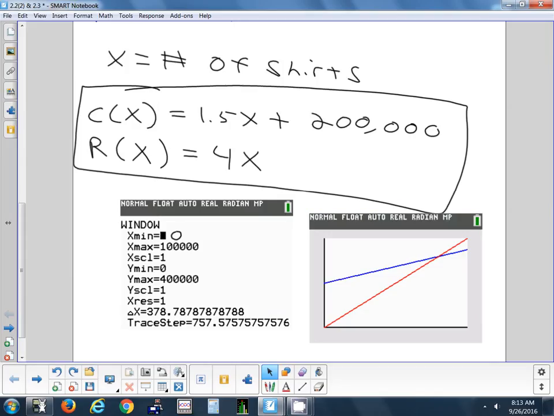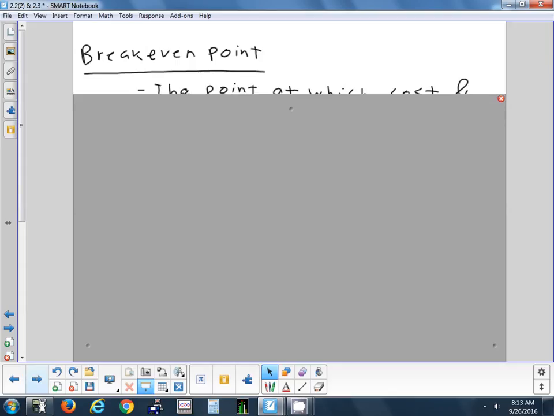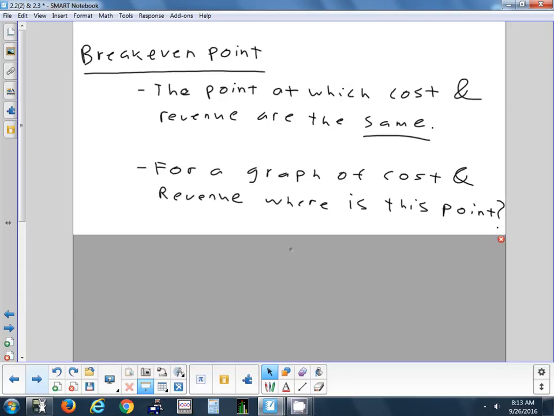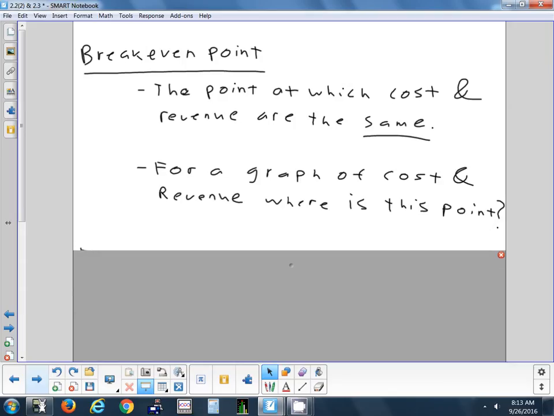All right, so we can see where these two graphs cross, and when you're talking about a model of cost and revenue, where they cross has a special name. That's called the break-even point. So the break-even point, it's the point at which the cost and the revenue are the same. So if you visualize this as a graph, we already kind of said it, but graphically, where is the break-even point if you graph the line for cost and the line for revenue? Yeah, it's where those two lines cross.